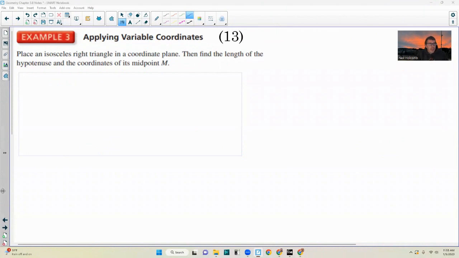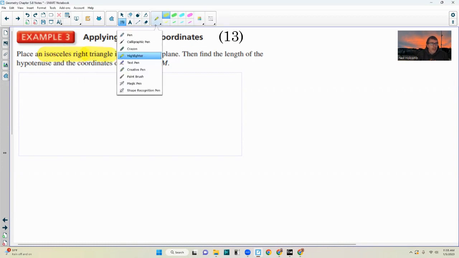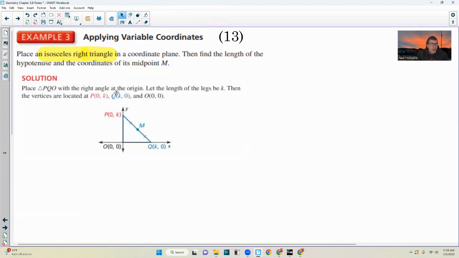All right, example 3, applying variable coordinates. Place an isosceles triangle in a coordinate plane. Isosceles triangle, 2 sides are congruent, right? Isosceles right triangle, 2 sides congruent, and so the 2 legs are congruent, and there's a right angle. So place an isosceles right triangle in a coordinate plane, then find the length of the hypotenuse and the coordinates of its midpoint M. Okay, so here we go.